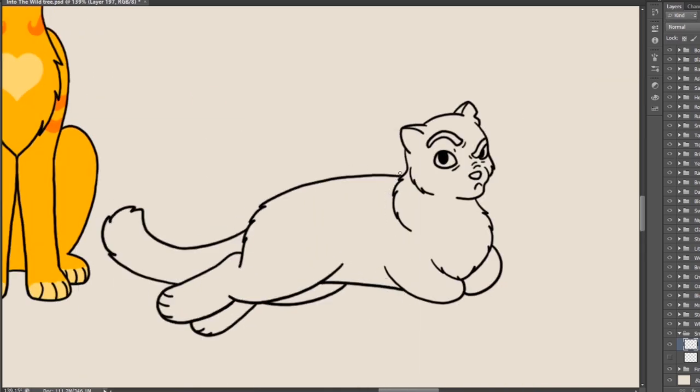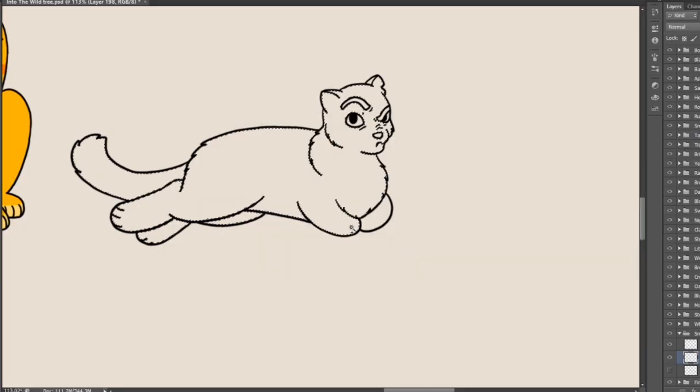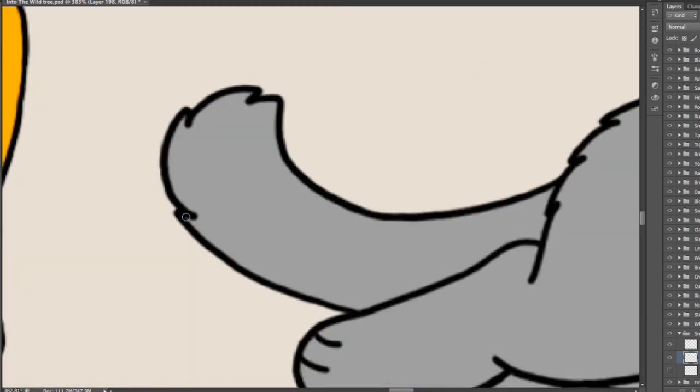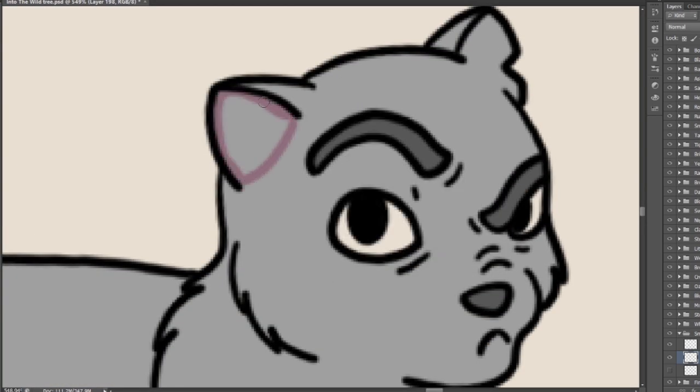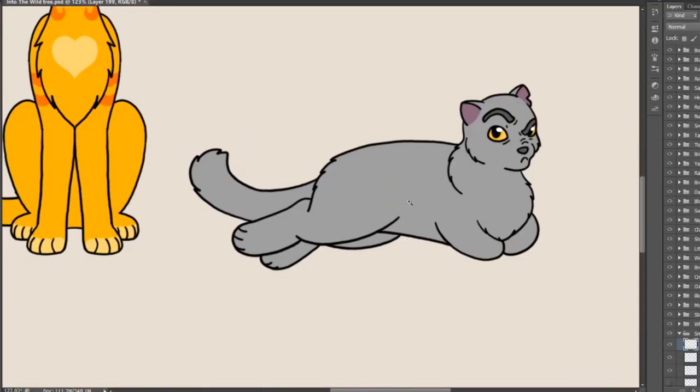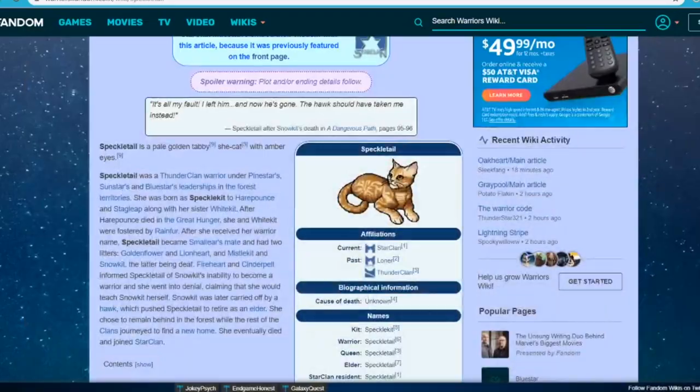Smallear's a jerk who assumes Fireheart's a bad deputy because he's a kitty pet, and assumes her own granddaughter is going to be murdered because her dad was. All too eager to share his thoughts about this, to the point where she runs away. I don't like Smallear.